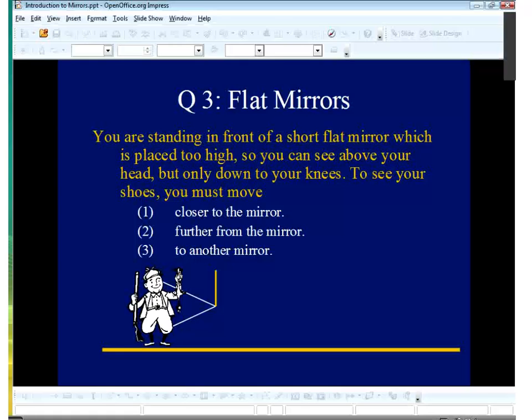Well, note it down. This is your assignment question. You are standing in front of a short flat mirror which is placed too high. So you can see above your head, but only down to your knees. To see your shoes, you must move. Three options.